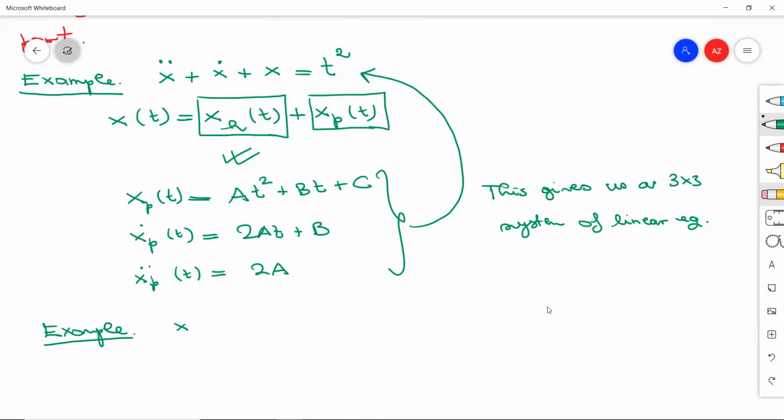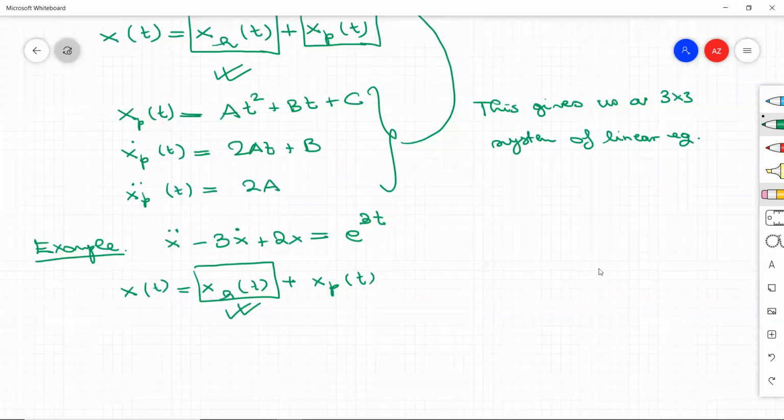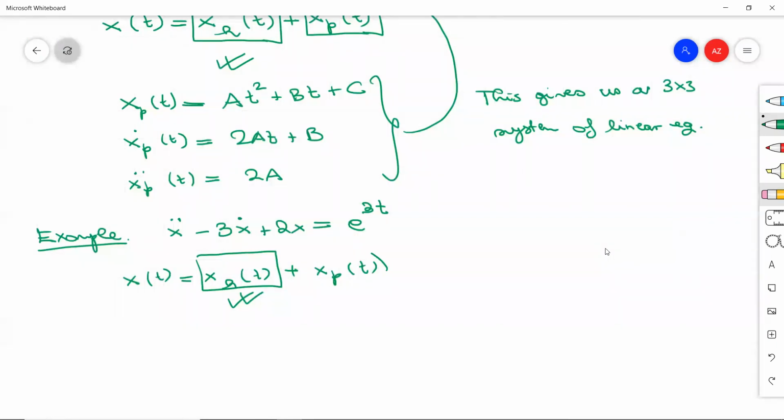So the other example will be x double prime minus 3x prime plus 2x is equal to e to 3t. Again, x of t is the solution of the homogeneous part plus a particular solution. We know how to solve the homogeneous part. And now my question is, what would be the guess for the particular solution?